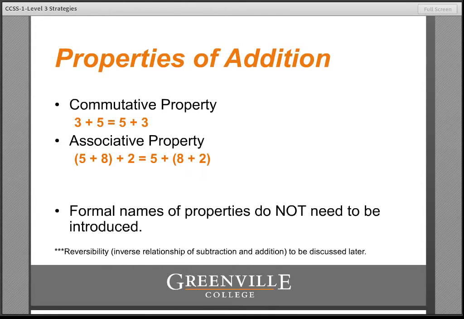Two properties that will be very important for them to learn are the commutative and associative properties. However, the Common Core authors have been very clear that children do not need to know those properties by name. They need to know the idea, what it really means about how numbers behave. They don't need to know the name commutative or associative.